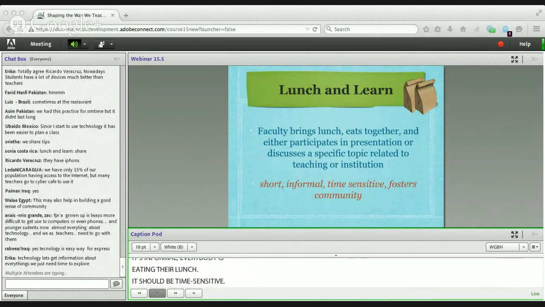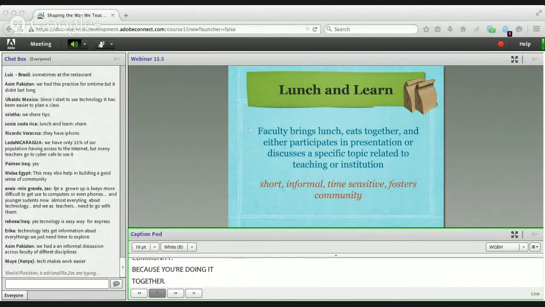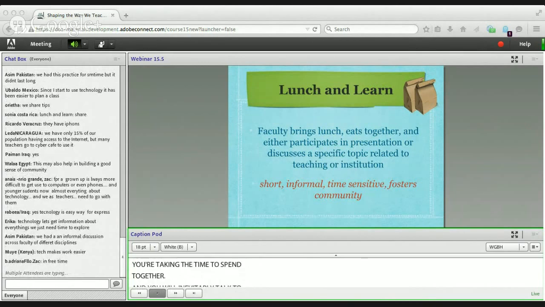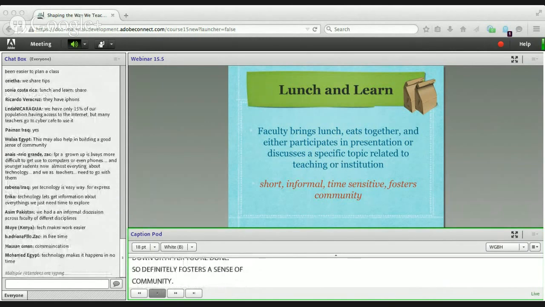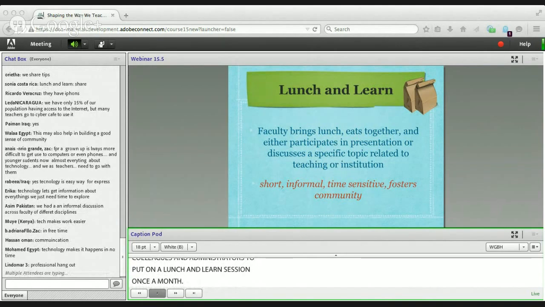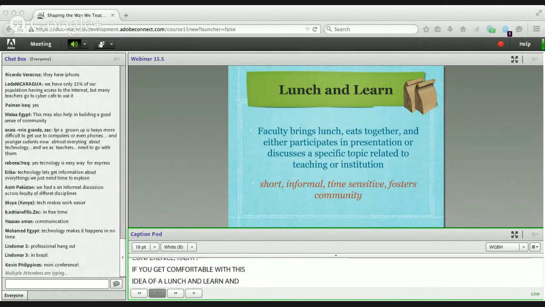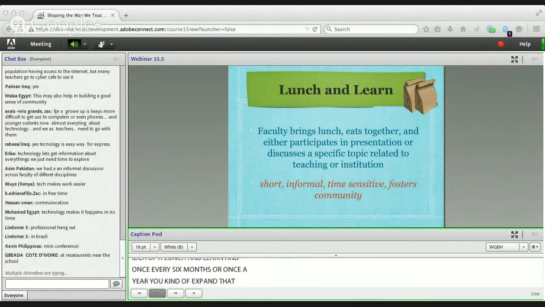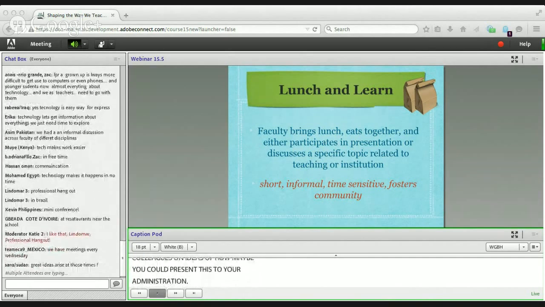And it fosters community because you're doing it together. You're taking the time to spend together. And you will inevitably talk to each other, probably about other things, while you're sitting down or after you're done. So it definitely fosters a sense of community. So you can work with your local colleagues and administrators to put on a lunch and learn session once a month, or you can even develop this into something more like a mini conference, right? Or if you get comfortable with this idea of a lunch and learn, then maybe once every 6 months or once a year, you expand that into a mini conference. You can brainstorm with your colleagues on ideas of how maybe you could present this to your administration, or if you're an administrator, think about maybe some creative ways to employ this a little bit more.